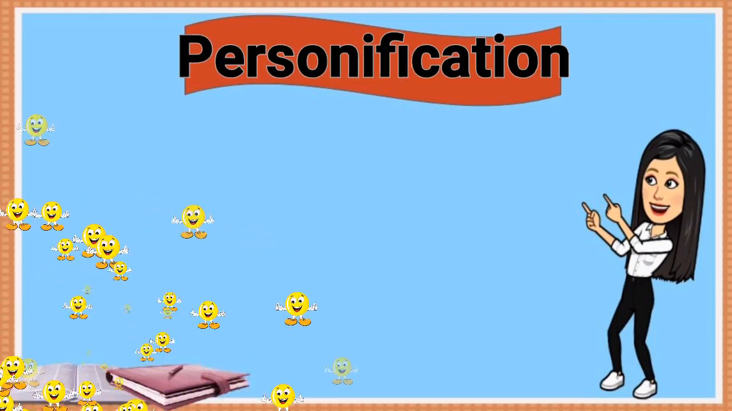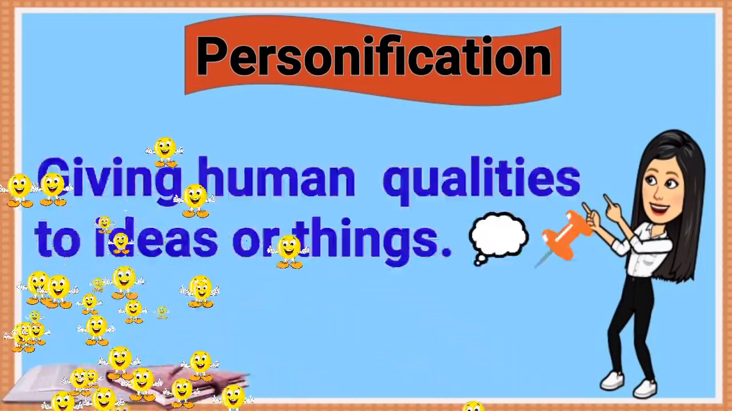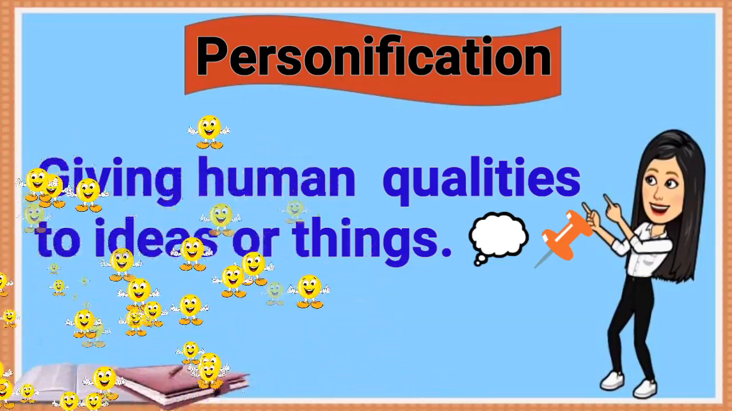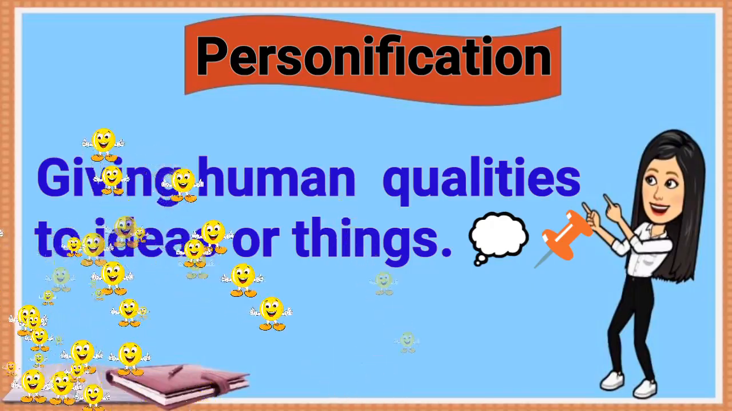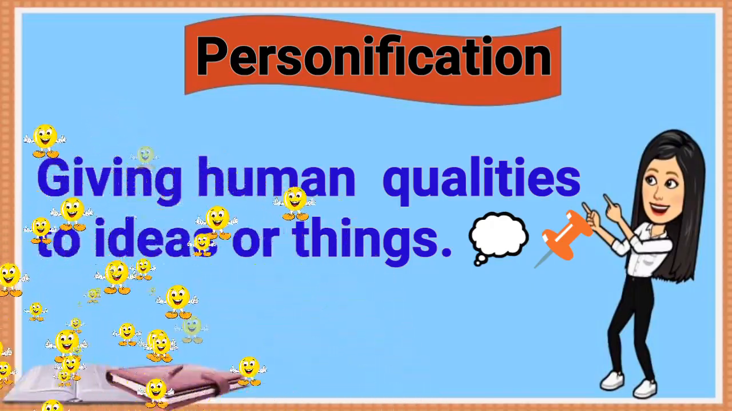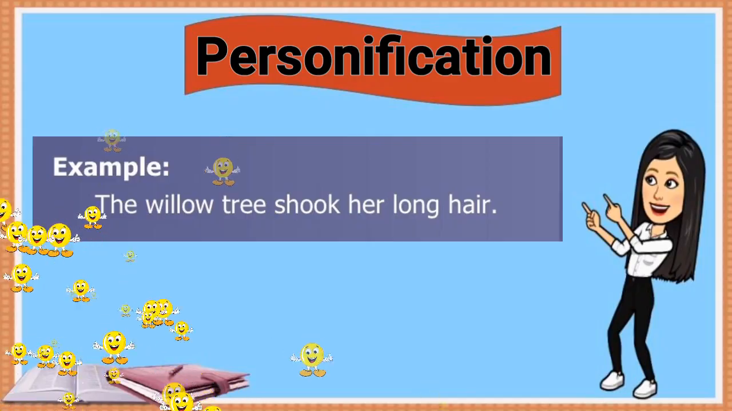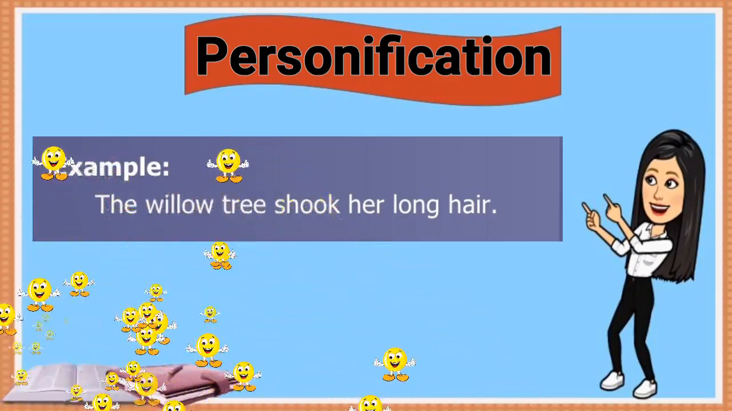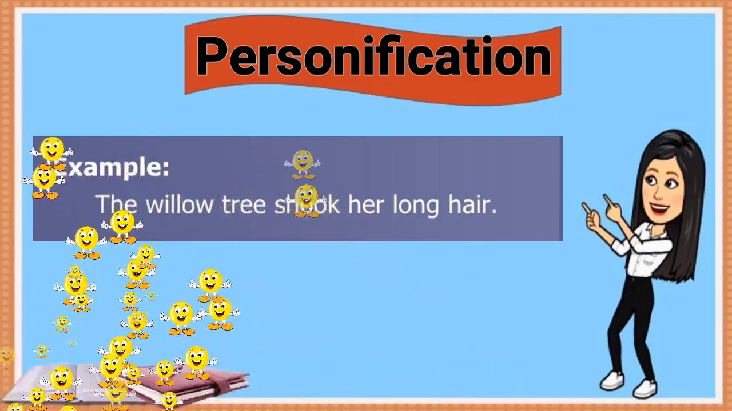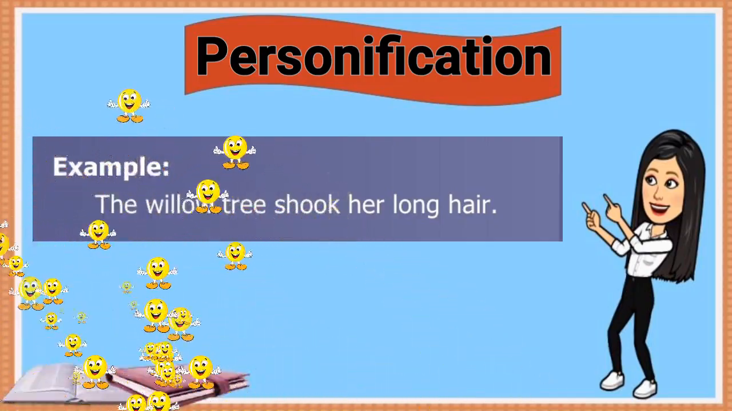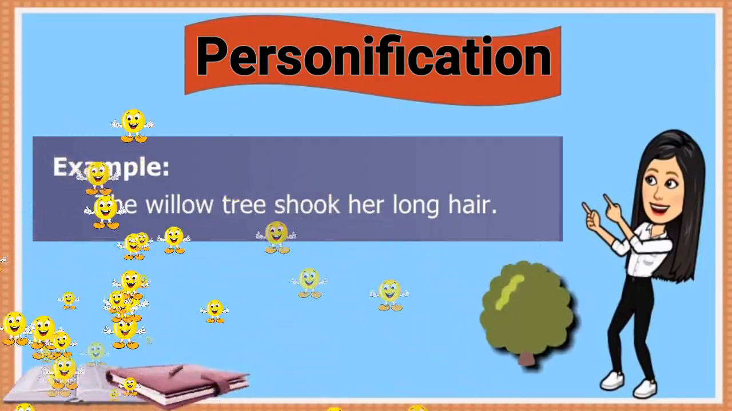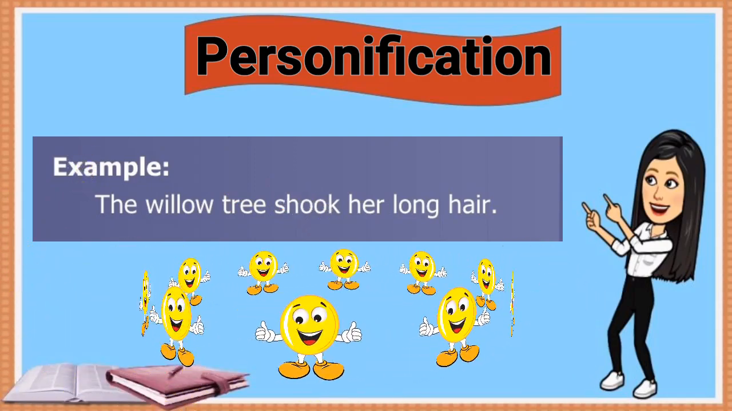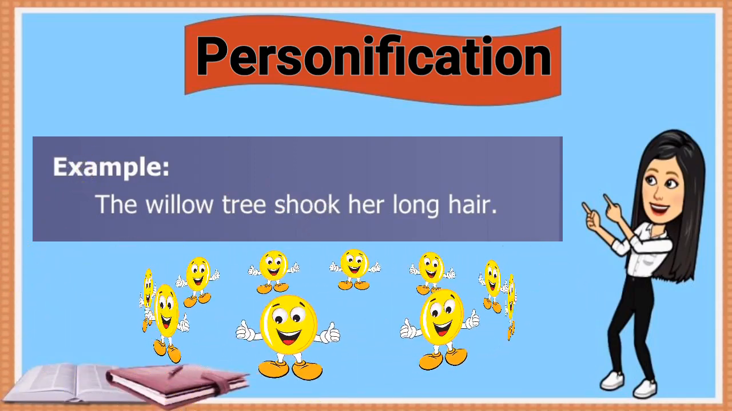So the last figure of speech, we have personification. Personification is giving human qualities to ideas or things. Let's have an example for you to understand more of personification. The willow tree shook her long hair. The explanation of this example is referring to the way that the willow tree's long branches sway in the wind. By saying shook her long hair, the tree is given characteristics of a human.